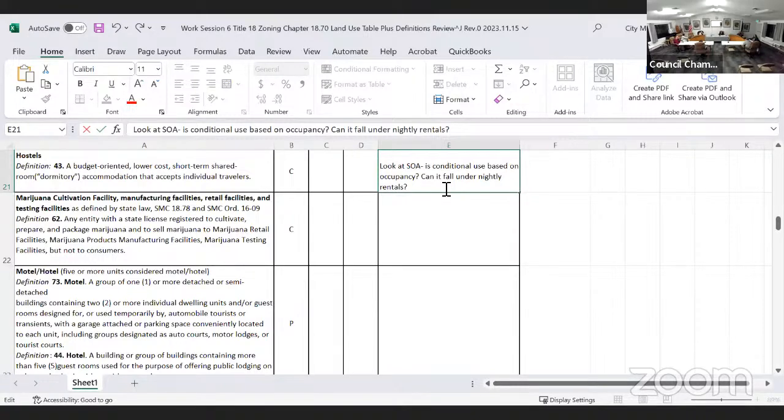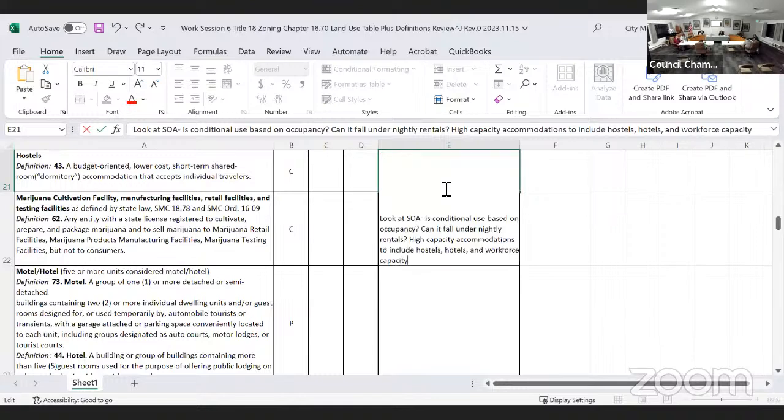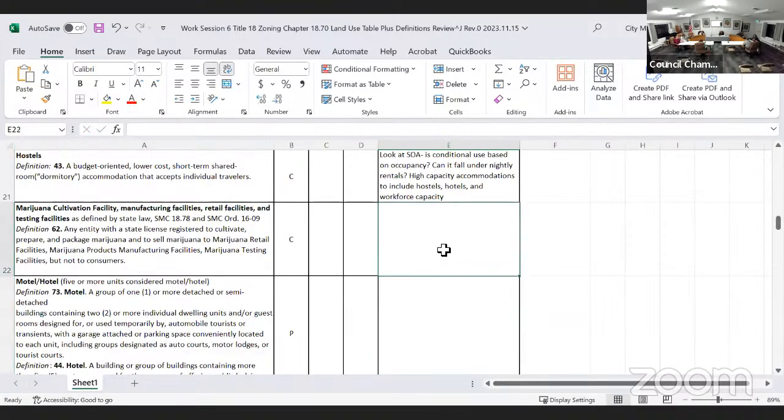A possible definition that I know we're getting to this later, but I thought of could be just high capacity accommodations to include things like hostels, hotels, workforce lodgings, etc. High capacity accommodations to include things like hostels, hotels, and workforce capacity. Anything else under hostels?